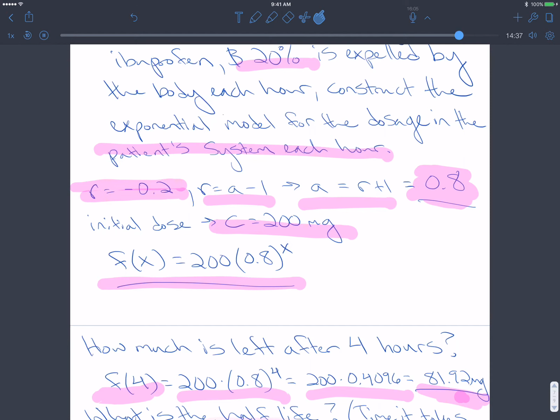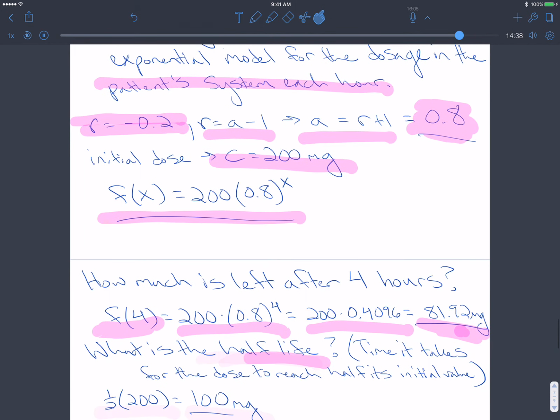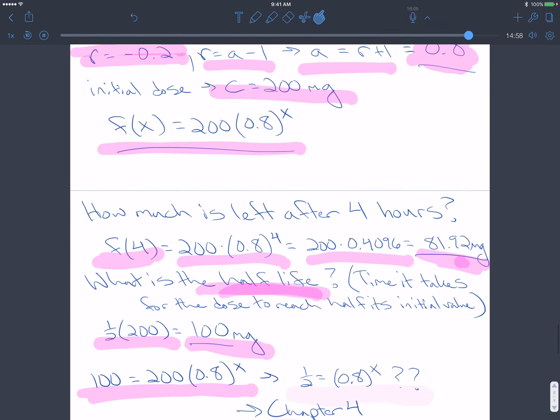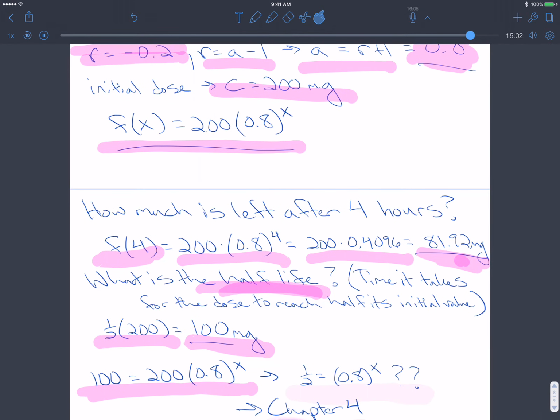What is the half-life? This is a question that, depending on your major, you may already be familiar with. The concept of half-life is the time that it takes for the dosage to reach half of its current value. So that means that 1/2 of my initial dose in this case was 1/2 times 200, or 100 milligrams. If I want to figure out at what time I'm at 100 milligrams, I would set that equal to the equation: 200 times 0.8 to the x, getting me 1/2 equal to 0.8 to the x.